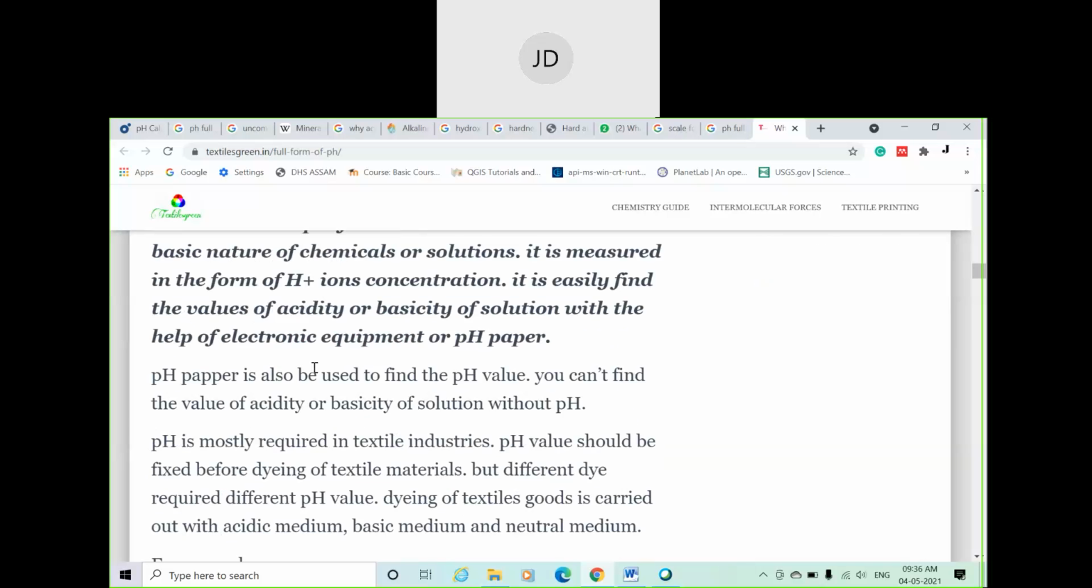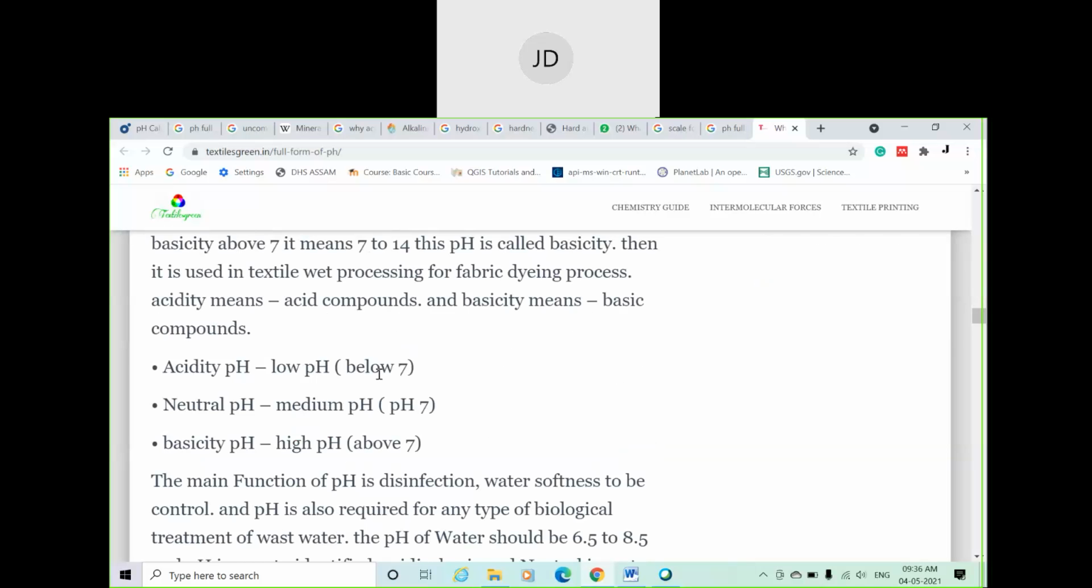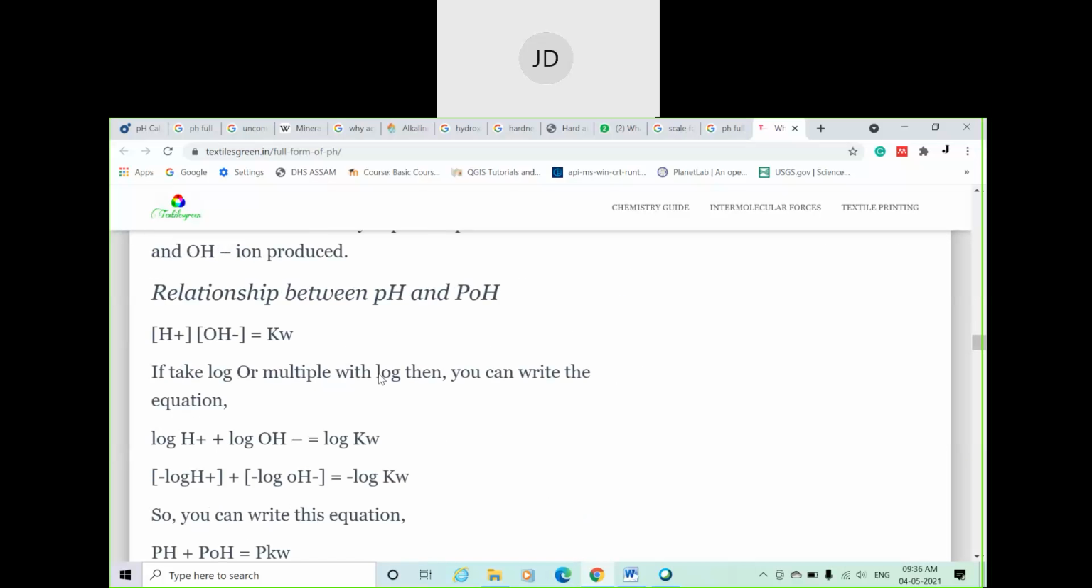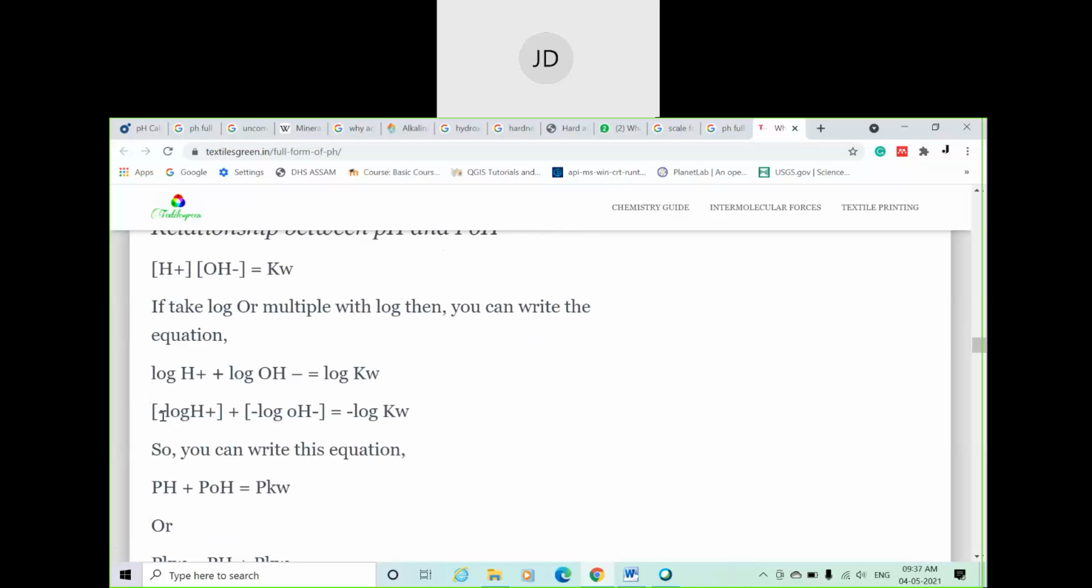What is the formula? There has to be some formula. I think it is written here. You can see this: minus log H plus. It represents pH as a whole. How to represent pH? pH is the negative logarithm of H plus ion. And if I say pOH, then it will be the negative logarithm of OH minus ion.